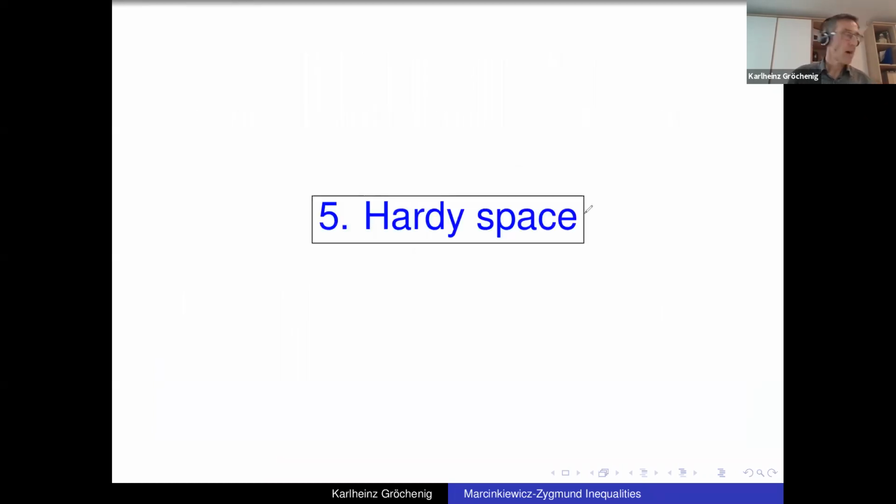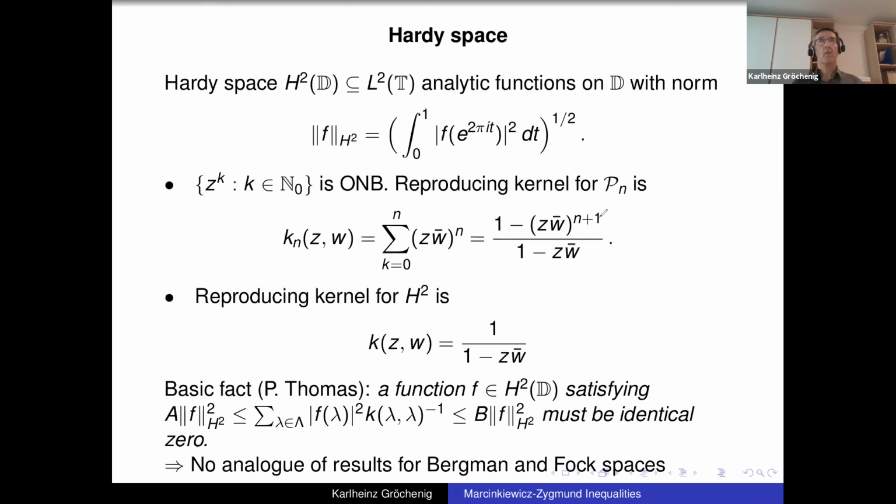So, last chapter, let's go back to the unit disk and just change the norm. Let's look at Hardy space. This is the space of all analytic functions on the disk, but this time I choose a different norm. This is the L2 norm of the boundary values on the disk. I would say this is convenient for us. So it's the L2 norm on the torus.